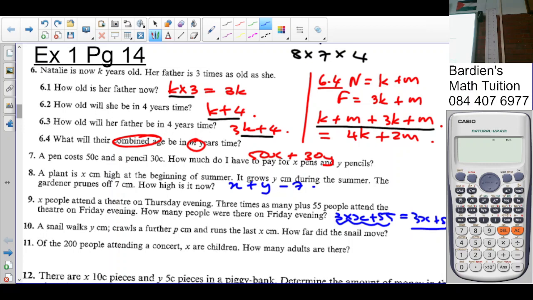A snail walks Y centimeters, crawls a further P centimeters. So what are you going to write there? Y plus P. And runs the last X centimeters. Okay, it's fine. So it's going to be Y plus P plus X. Okay. Number 11. Let's carry on with our lives. Number 11.